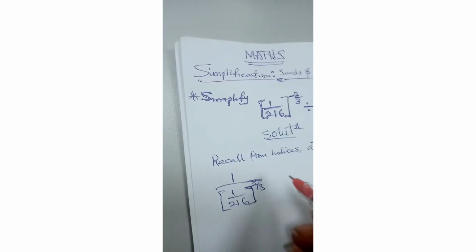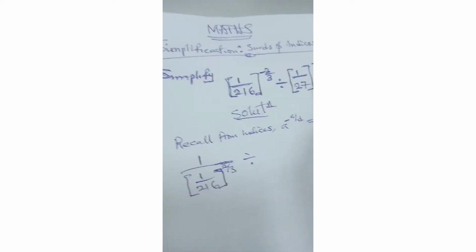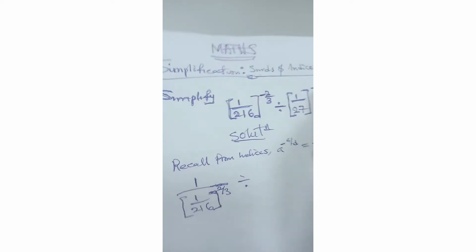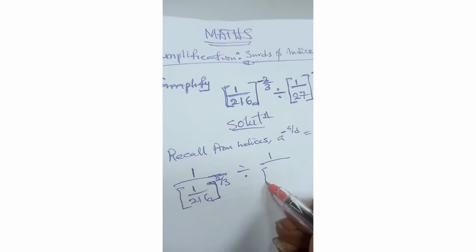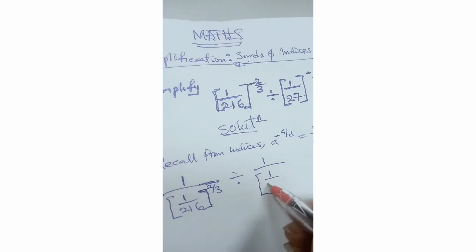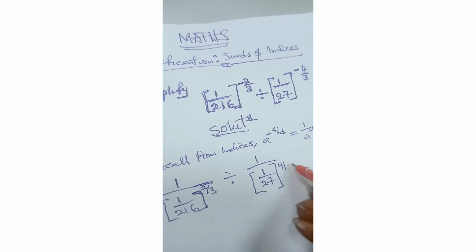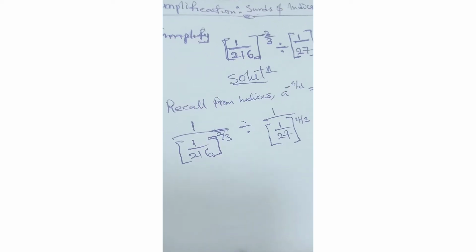Now, the second one too. You are going to do the same thing here too. This minus will change to 1 over. Then we are going to have this 1 over 27 in bracket, raised to 4 over 3. Now with this, we can go ahead with the solution.